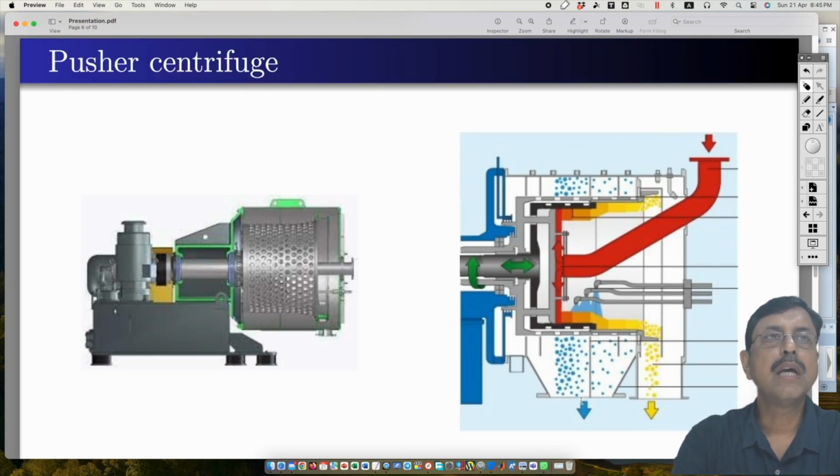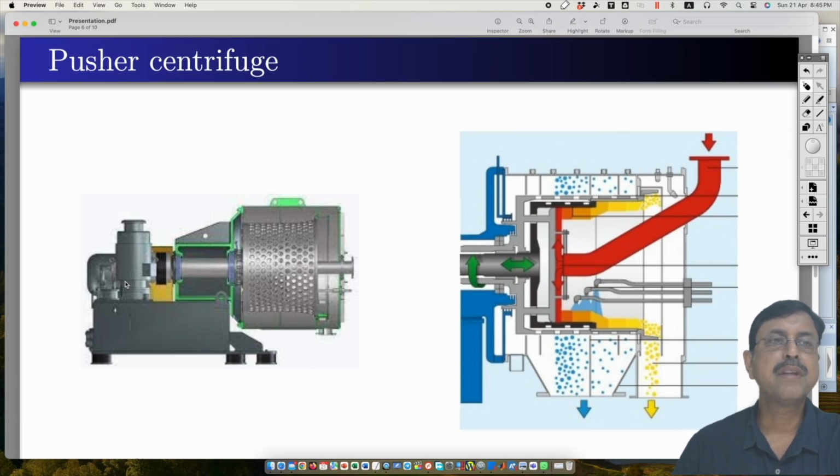Finally, we come to the pusher type of centrifuge. The pusher type of centrifuge, it looks like this. Here we have two concentric perforated drums. Okay, and this perforated drum has been shown over here schematically. So this is one drum and this is another drum. The solid is fed like this.